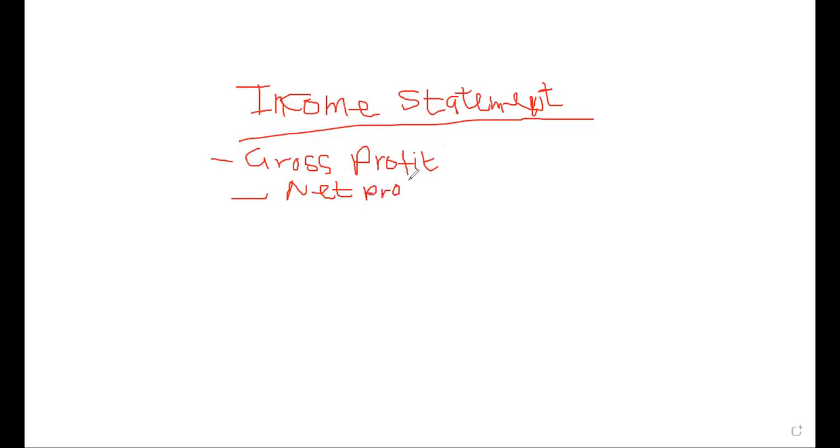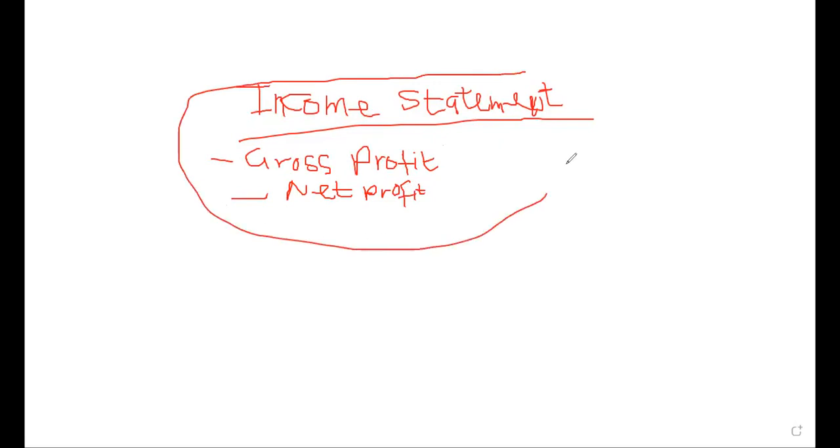Now, we are going to look at this question, because I remember I'd given a format, but just a reminder that the income statement is also called the trading profit and loss account. So we have the gross profit and the net profit under the income statement. So we are now going to look at this question.